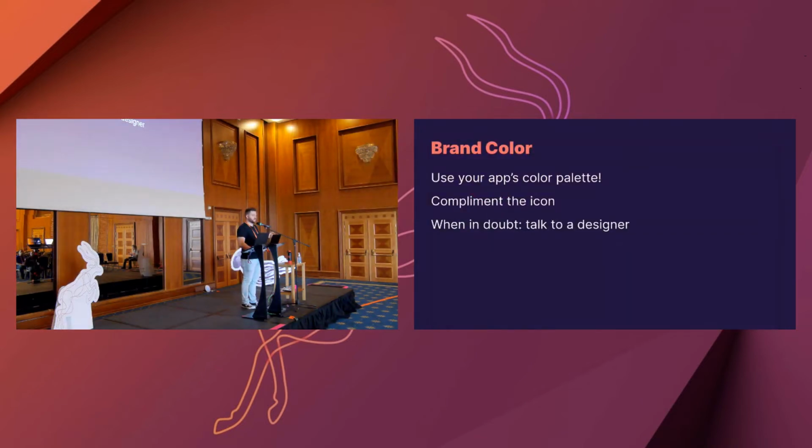And when in doubt, talk to a designer. Hopefully every app in the world has a dedicated designer. I know that's not reality. So ask your design friends. There's lots of us in open source. If somebody's helping you make an icon, ask, hey, what color would you pair this with? And then set that as your brand color in the meta info.